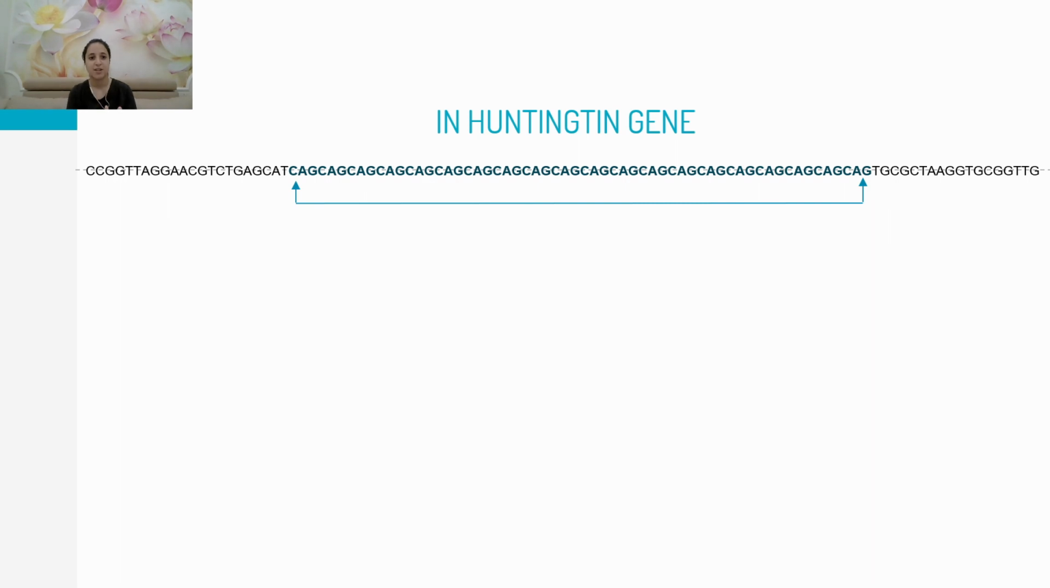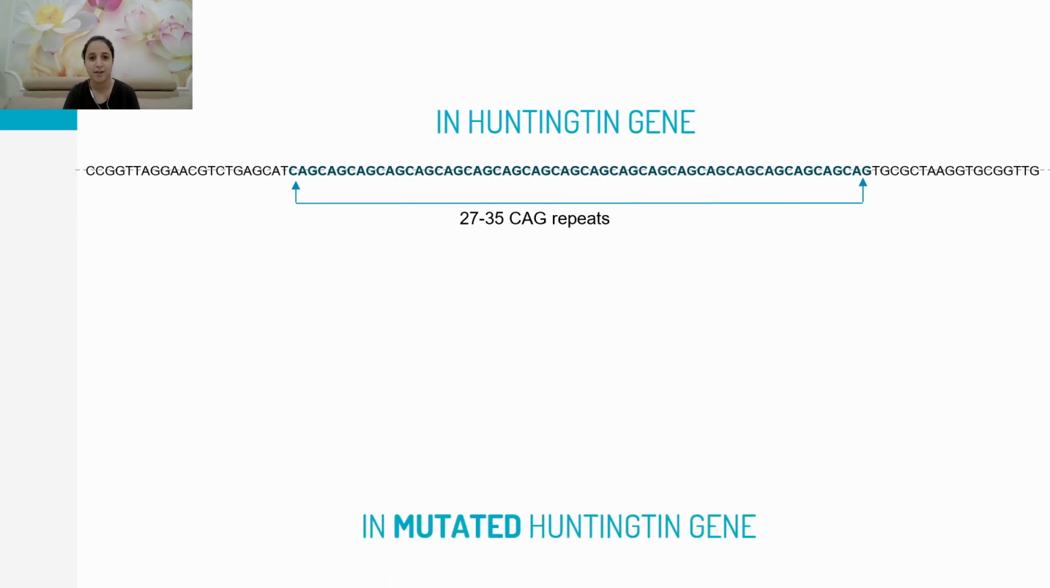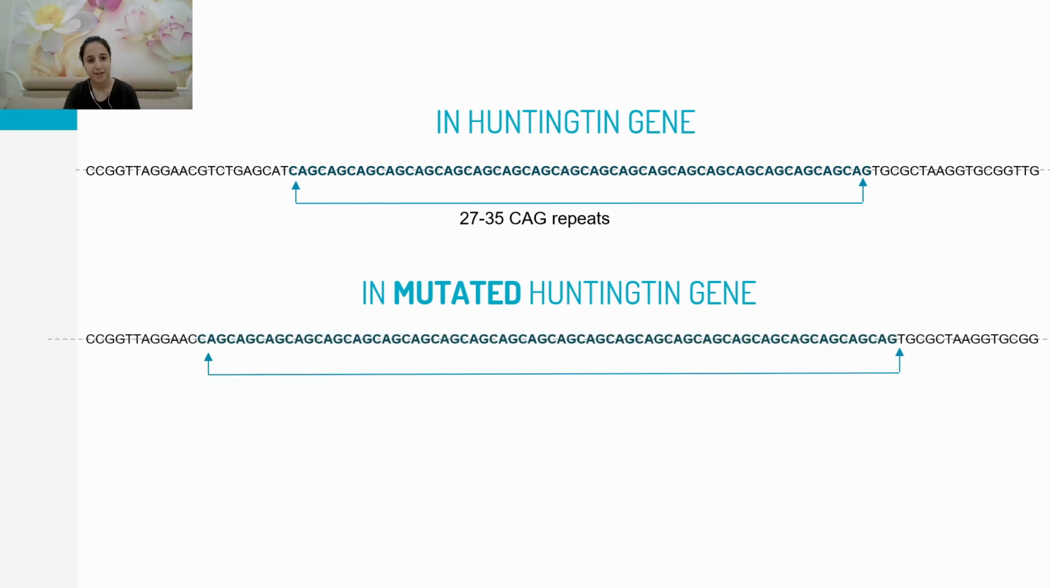So there's CAG, CAG, CAG. CAG is basically present in a repeated form. And these repeats in the normal Huntington gene are about 27 to 35 times. But in case of mutated Huntington gene, which is the gene causing HD, you would observe these CAG repeats again, but here the number increases and is 40 to 60 times.